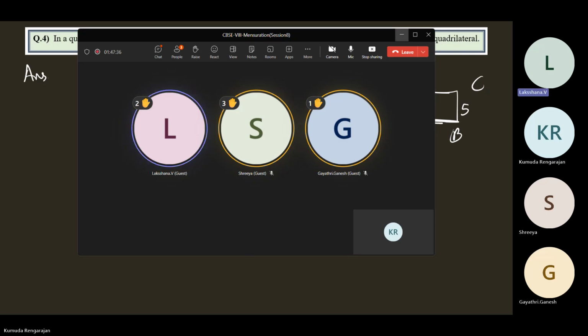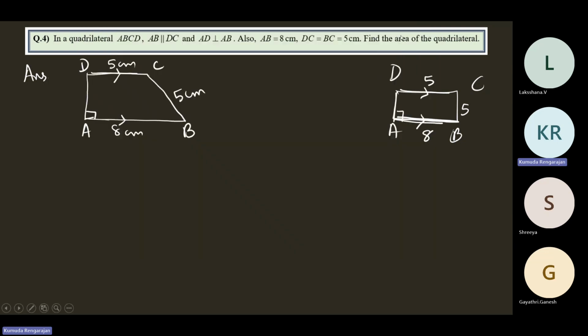Half h into a plus b, or h by 2 into a plus b. Area of trapezium is equal to half into h into a plus b, where a and b are the parallel sides, 8 and 5, and h is the distance between them. The distance between them is AD, the perpendicular distance between them.